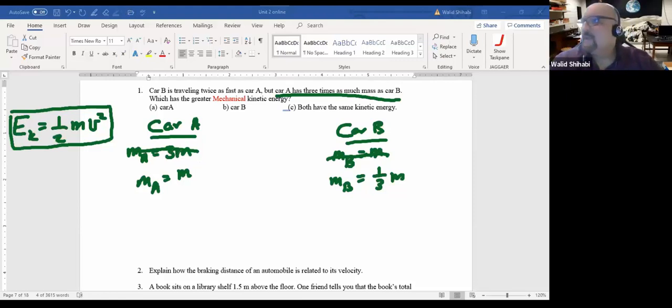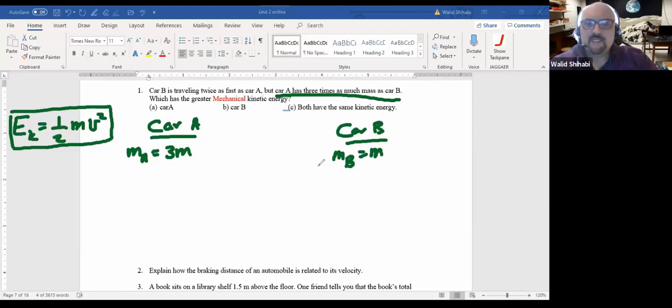Okay, I prefer to avoid fractions here, just to make the calculation easy. So I'll go with assigning car B mass M. Hence, car A will be assigned 3M. Okay, there are no numbers here. You're not given numbers, so you have to deal with symbols. The other thing here is the speed. Let's look at the speed. It tells you that car B is traveling twice as fast as car A.